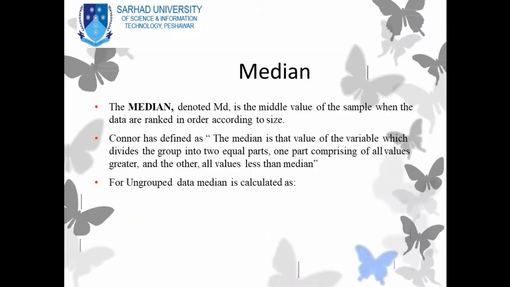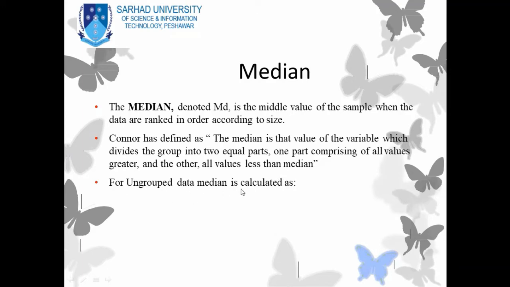Now, the median, which we can denote by MD, is the middle value of the sample, where the data are ranked in order according to size. Corner has defined the median as that value of the variable which divides the group into two equal parts. And I have already told you in the previous slide that the median divides the data into two equal parts, one part comprising all values greater and the other all values less than the median.